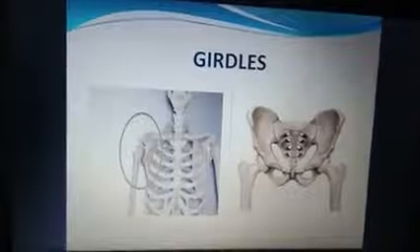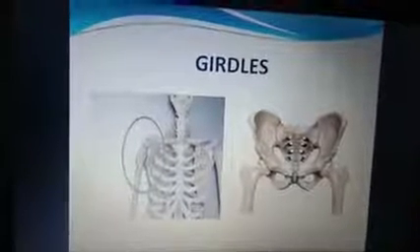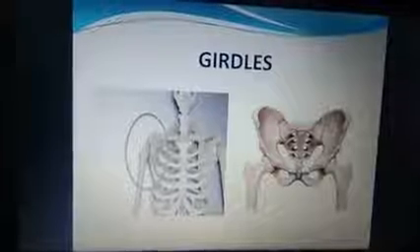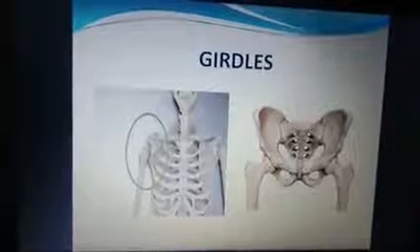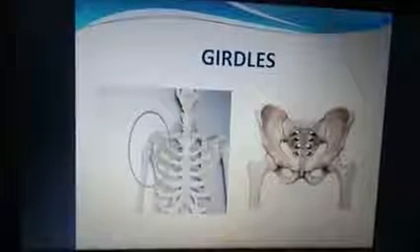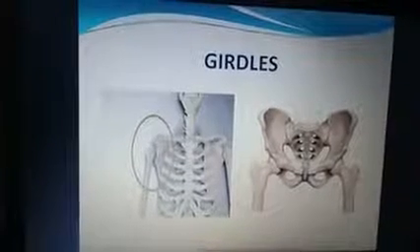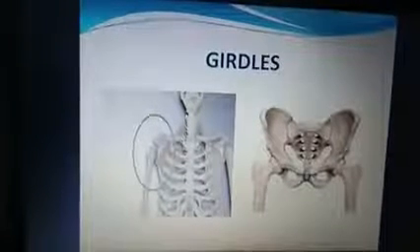The limbs, that is our arms and the legs, are not directly joined to the backbone, but instead they are joined to the girdles. The girdles are on either side of the backbone and are fixed to it. They give support to our legs and the hands.